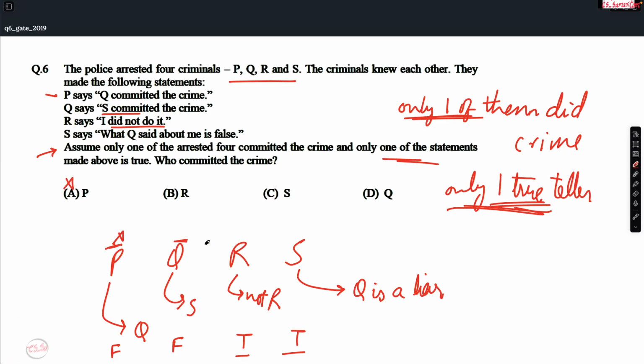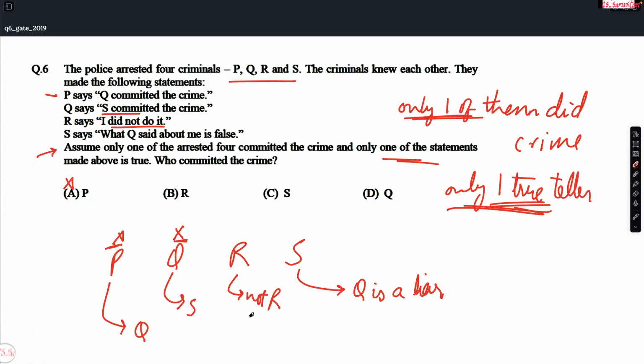Let's assume that Q is your criminal. If Q is your criminal, then what? At that point, P is telling that Q is the criminal. So let me erase this lower part so that you don't have any confusion. If Q is the criminal and P is saying that Q is the criminal, then P is telling the truth. Over here, look, R is saying that R is not the criminal. That is also true because we have assumed that Q is the criminal. So both P and R are telling the truth, and this violates the assumption that only a single criminal at a point is going to be telling the truth. So Q cannot be your criminal.